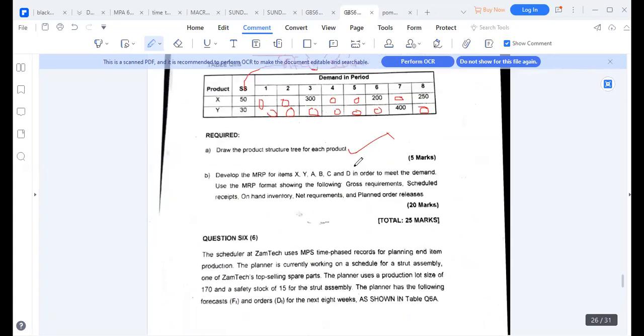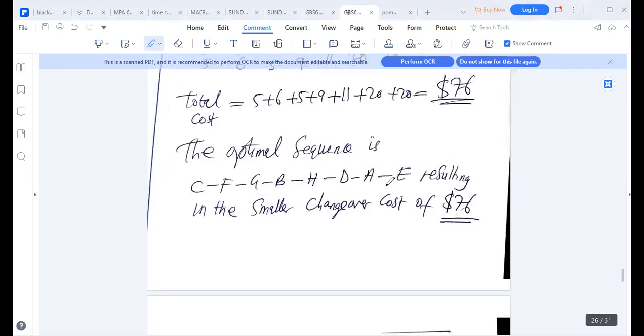There were no scheduled receipts, but on hand was 30 for product Y. So this is part D we are answering now: develop MRP for X, Y, A, B, C, and D in order to meet the demand. Use the MRP format showing the gross requirements, the scheduled receipts, on hand, net requirements, and planned order releases. They have been indicated on this one for 20 marks. The first one was just a product structure tree, which is what is important here.